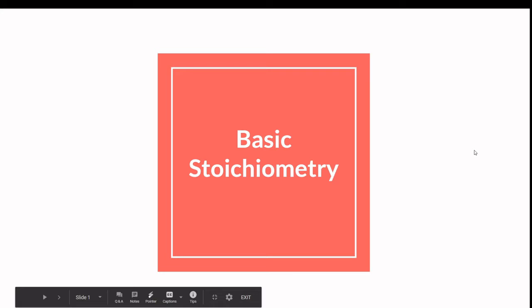So far what we've been doing is looking at some basic things to do with stoichiometry, and we're getting a feel for some of the things that we're going to need to do for it. And most of that is getting you guys used to working with molar masses and balancing equations.